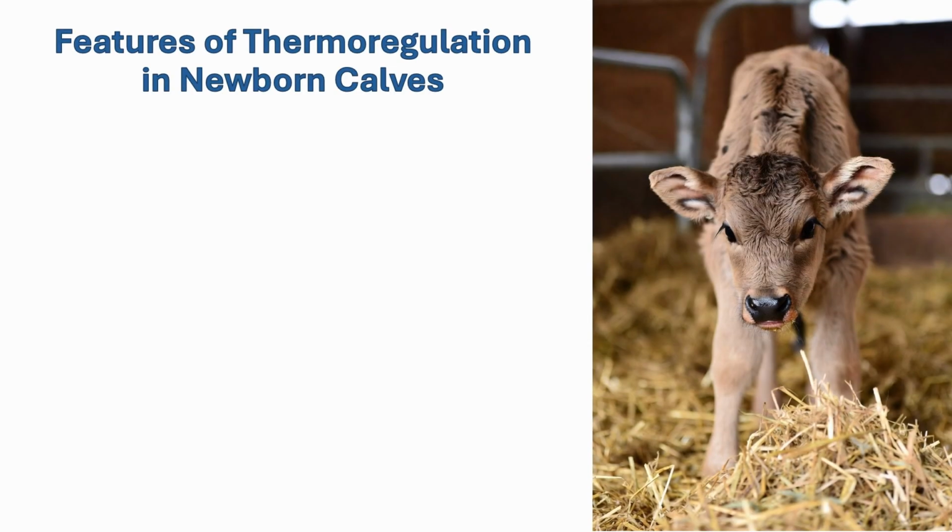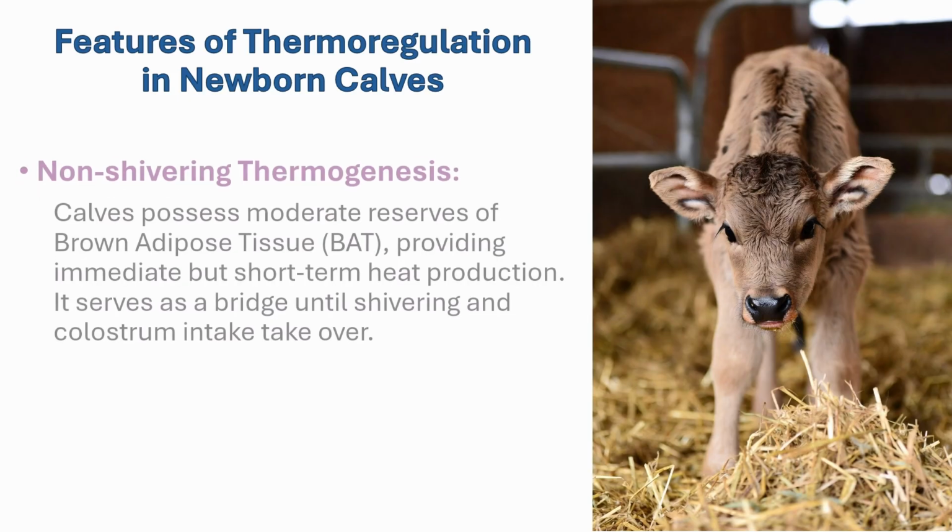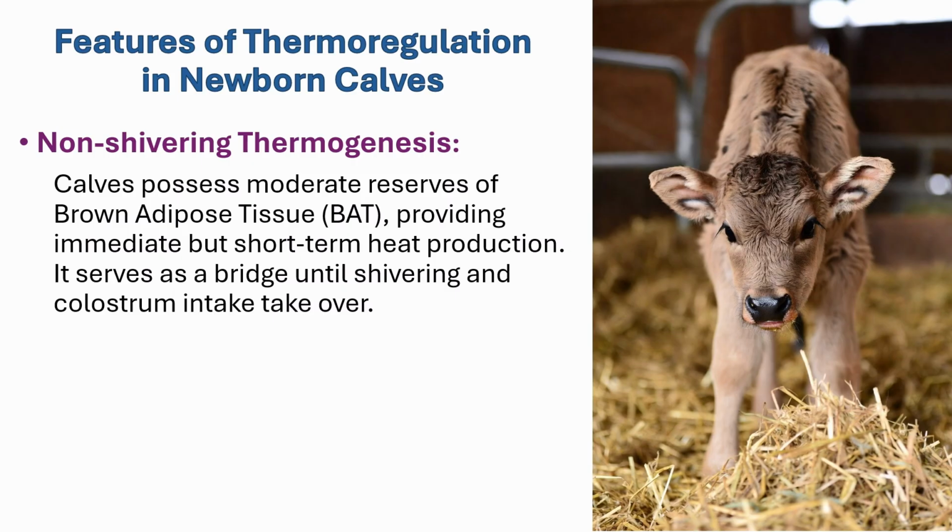Now let's look at the features of thermal regulation in newborn calves. Compared to piglets, calves have several biological advantages. First, they utilize non-shivering thermogenesis. Calves are born with moderate reserves of brown adipose tissue. This specialized fat provides immediate heat production on a chemical level. Think of it as a metabolic bridge. It keeps the calf warm until the muscular system can begin shivering and the calf can take in its first colostrum.